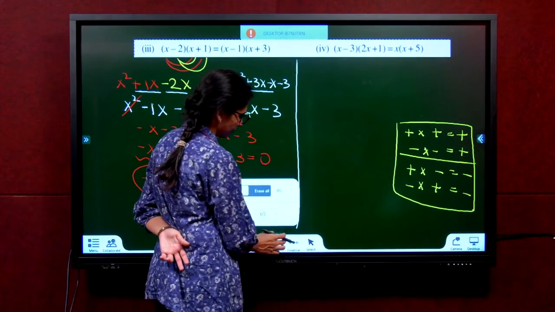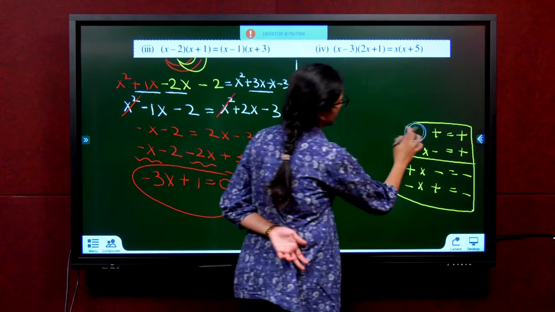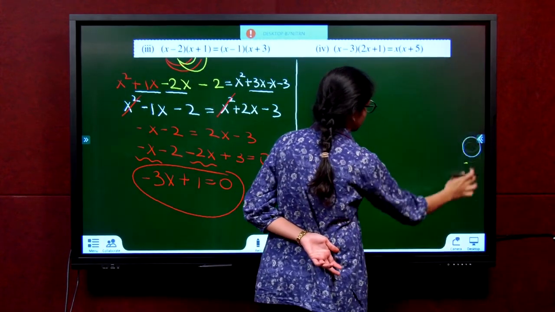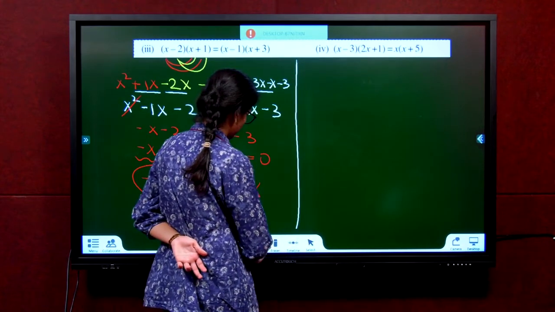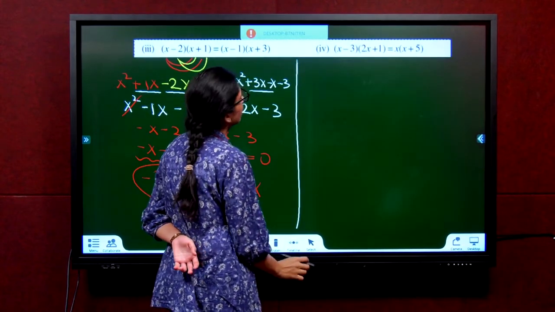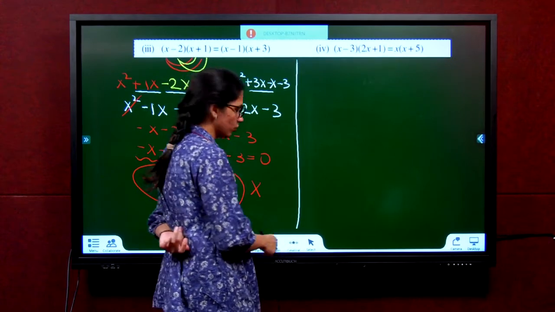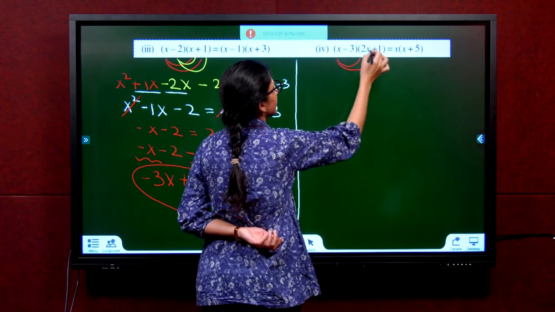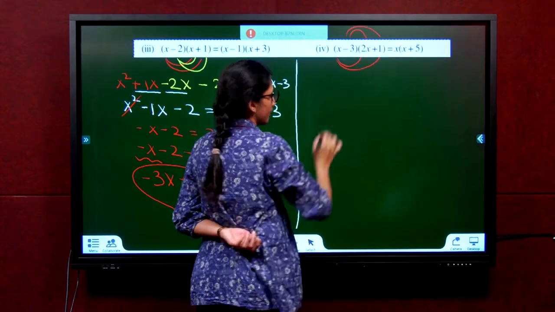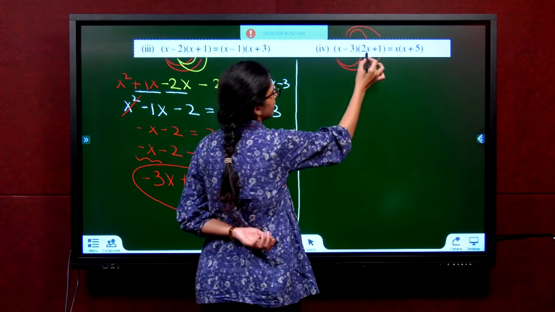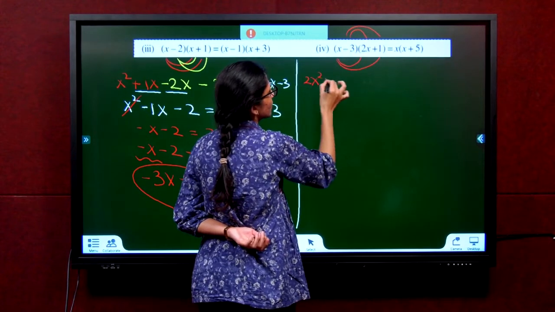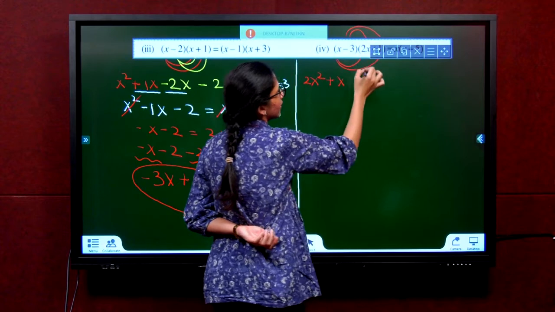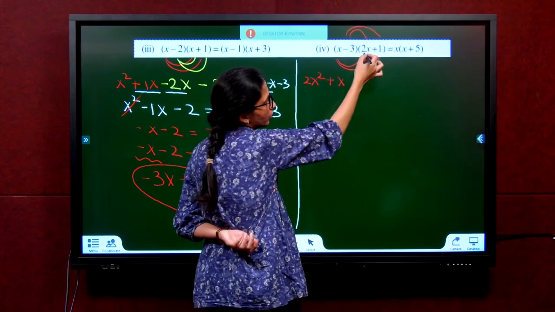Let's come to the fourth sum. I hope you've taken down this. You'll all know how to multiply now. We'll be quick. First take the x and multiply it. Then take the minus 3 and multiply it. x into 2x, 2x square, x into 1 plus x, minus 3 into 2x.